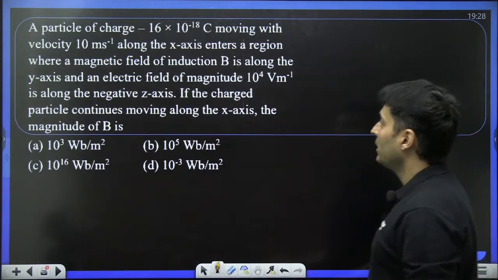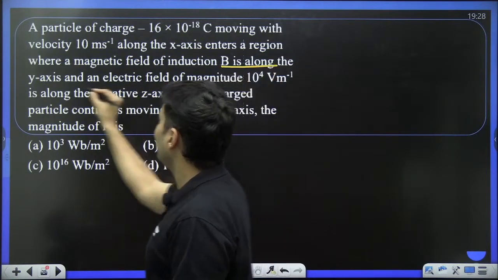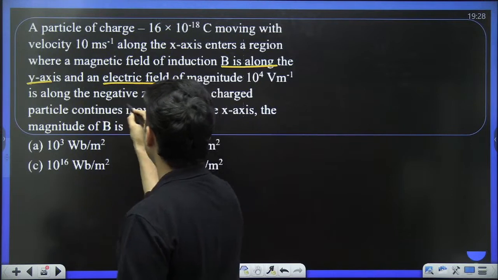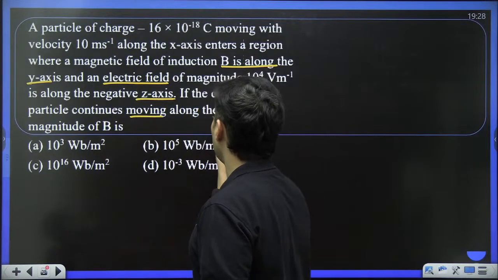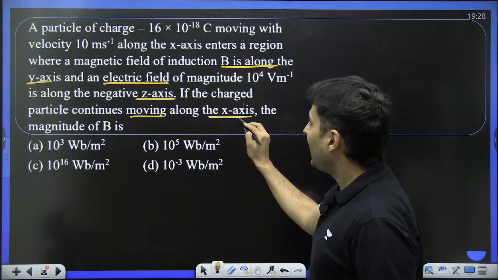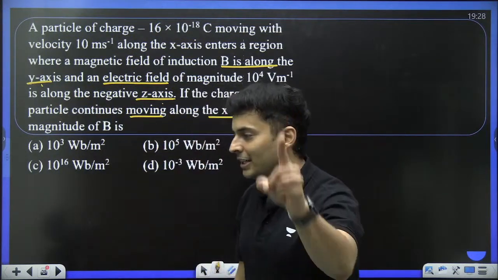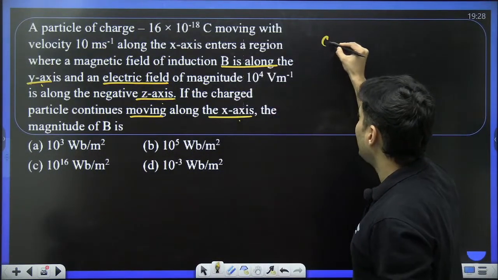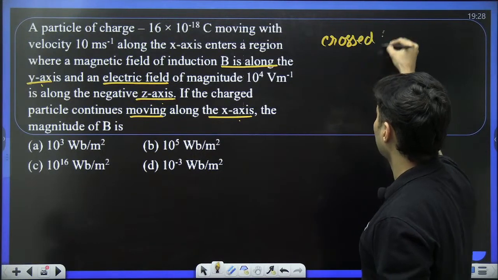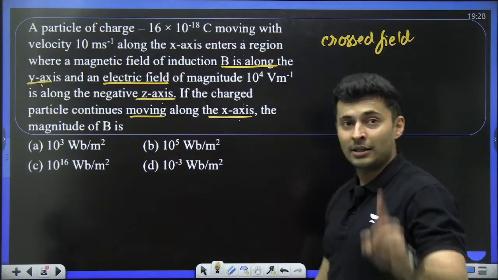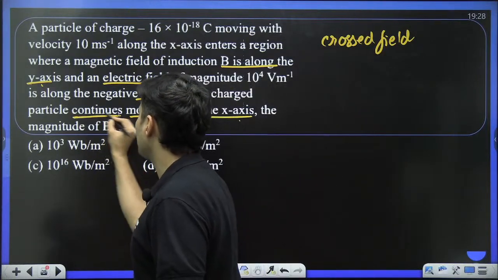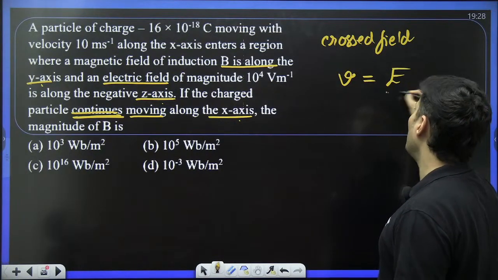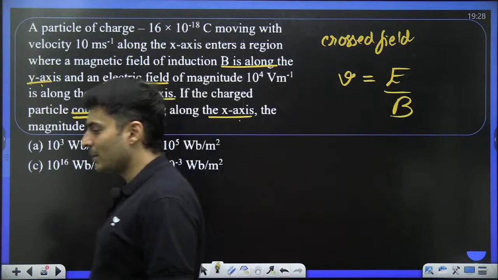Read the question carefully. It says magnetic field y-axis. Magnetic field y-axis. Electric field z-axis. Particle's motion x-axis. Don't you see x, z and y? Electric field, magnetic field, velocity, all three are perpendicular. So can I say it is basically a crossed field? Number one. Number two, it continues to move. That means the velocity has been selected to be E by B only.